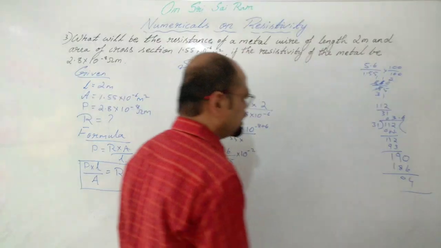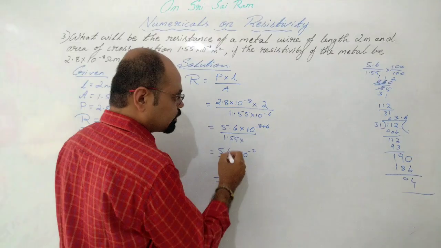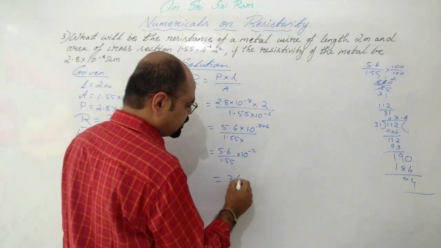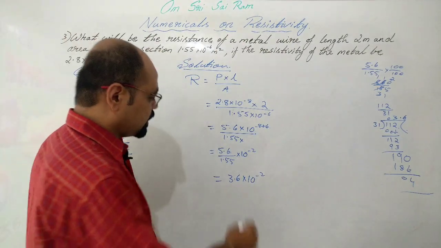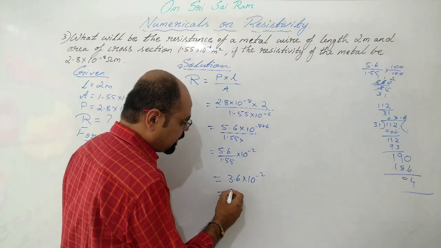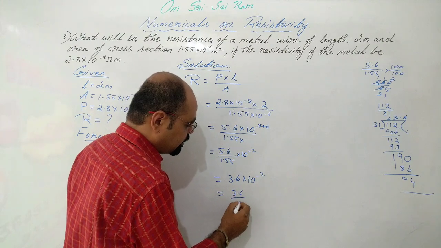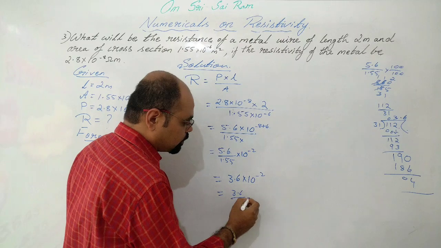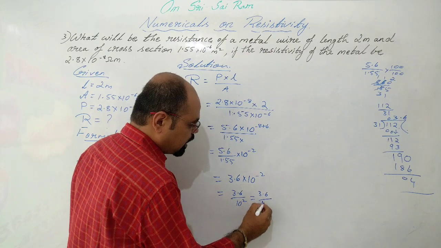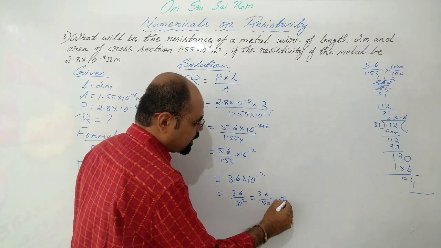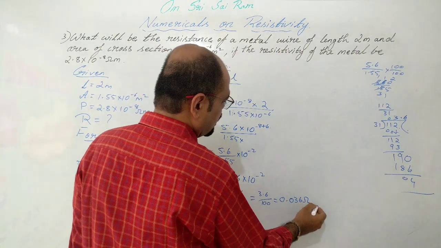We have got 3.6. So 5.6 divided by 1.55 gives 3.6 into 10 to the power of minus 2. Okay. So 10 to the power of minus 2 can also be written as 3.6 divided by 10 to the power of plus 2. So this becomes 3.6 divided by 100, which is nothing but 0.036 ohms. That is what we are calculating, resistance.